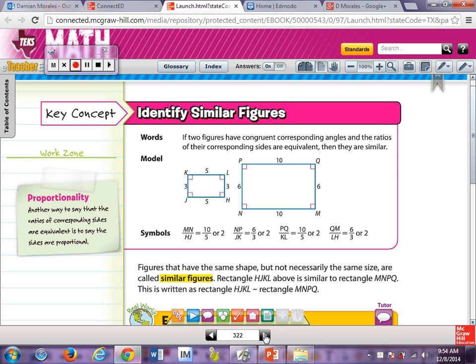Our definition up here tells us that if two figures have congruent corresponding angles and the ratios of their corresponding sides are equivalent, then they are similar. That's a lot of words to take in, so we're going to break this down. First, we have the words congruent corresponding angles. Congruent means the same or of equal measure. Corresponding means matching, and angles are these things over here.